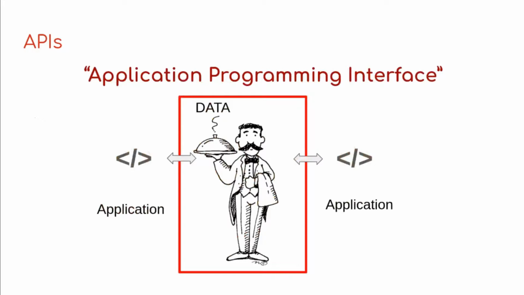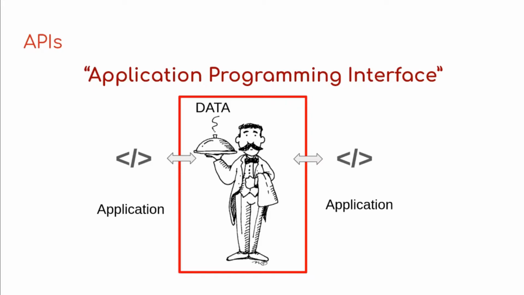So the example with the TV remote is like a human hardware interface, I would say, because it's something in between the human and the hardware to help communicate operations. But we're going to be talking about application programming interfaces, which only means that what's talking to each other isn't a human and a hardware, but it's an application and an application.